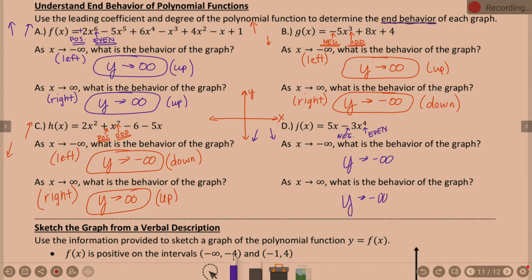We don't even have to think about which way they're asking me, because in both cases my graph is going down. Officially, when x goes to negative infinity, it's left, and over here it was right.